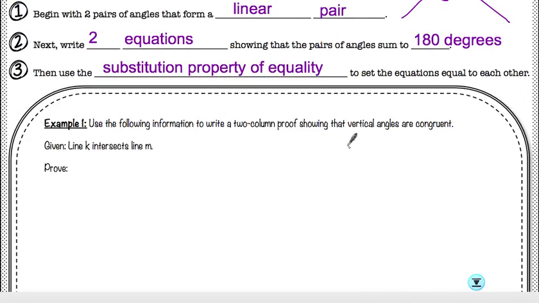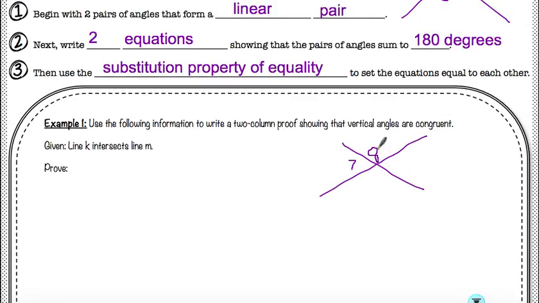vertical angles are congruent. Well, unfortunately, even though we know that vertical angles are congruent, we're going to have to prove it, and we can't just say they're congruent because they are. That's not a good enough reason. Okay, so I'm going to draw this picture. Okay, 7, 8, 9, and 10, those are the angles. This is line K. This is line M.